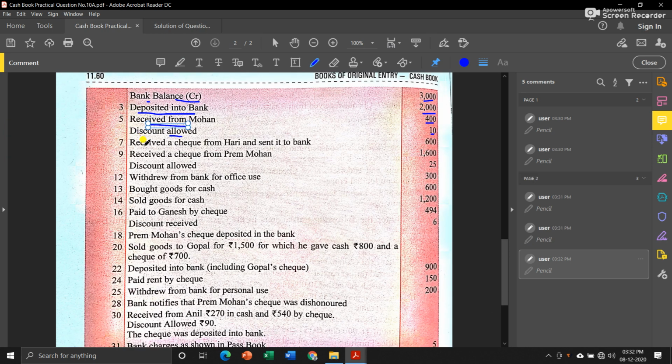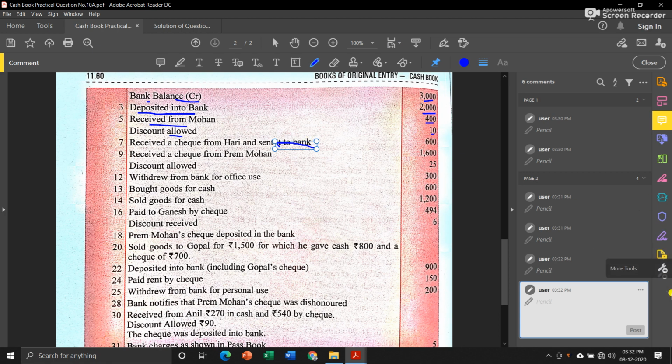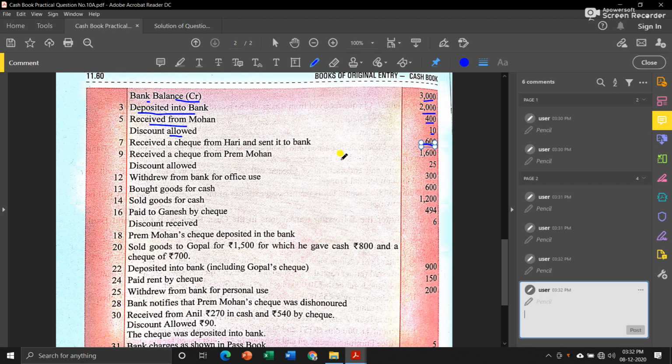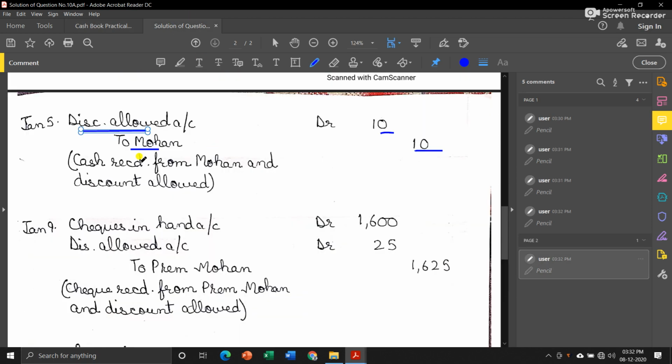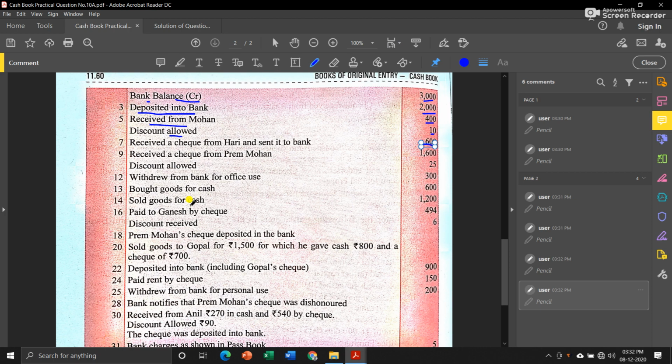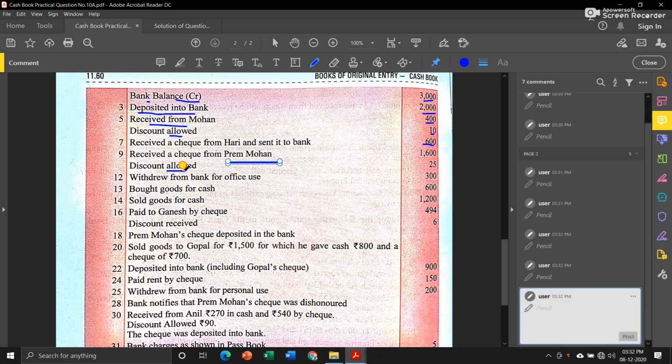The next on date 7, received a check from Hari and sent it to bank. It said that we received a check on date 7 and on the same date itself we sent it to the bank. That means rupees 600 we will receive in our bank account. So on the debit side we will write to Hari account and in bank column we will write 600.